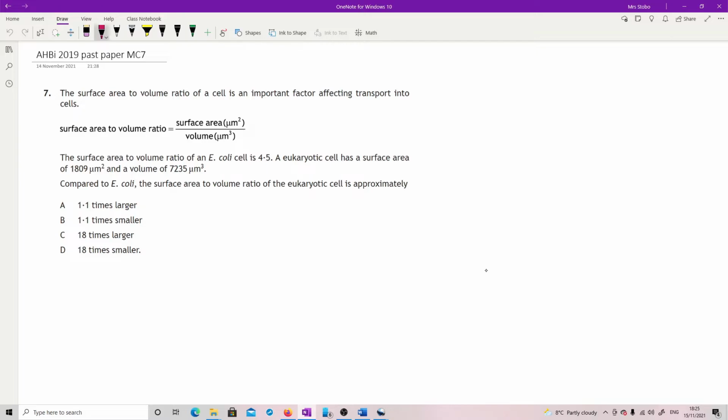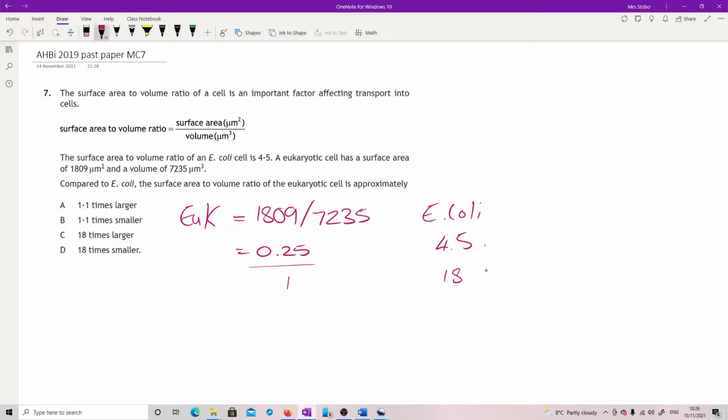Right, so first of all, I'm going to have to work out my surface area to volume ratio. That's not particularly difficult, so this time I'm looking for my eukaryote. So 1809 over 7235 gives me 0.25. It's asking how much bigger or smaller it is. Well, my E. coli was 4.5. My eukaryote is 0.25. To get a ratio, I would just divide them both by 0.25. That's 1 and that's 18. So overall we're saying it's 18 times smaller.